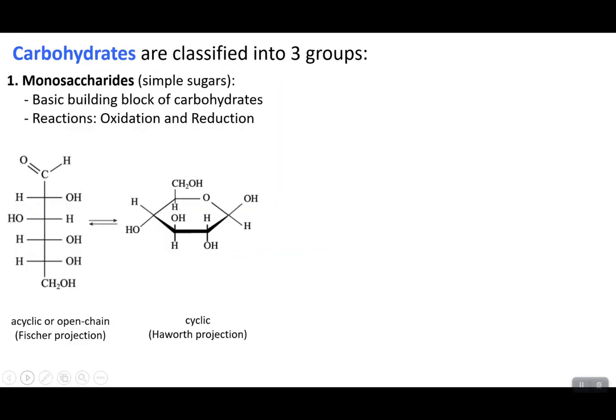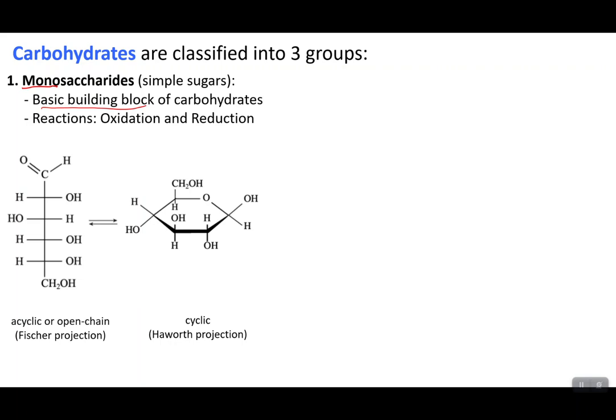All right, so let's talk carbohydrate classification. They can be classified into three broad groups. The first is going to be your monosaccharides. Mono, again, this just means one. So this is going to be your basic building block of carbohydrates. So this is as small as you can get, just one basic building block of a carbohydrate.